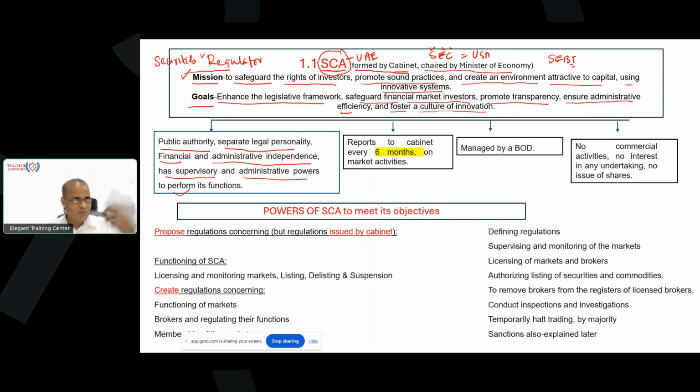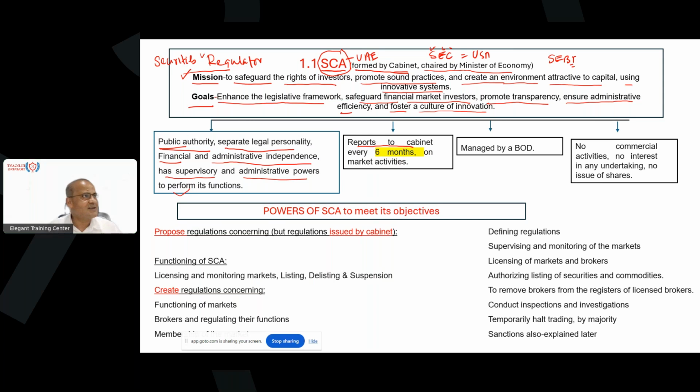Cabinet, we say parliament, right? In the UK, what do you say? The House of Lords, right? So we say cabinet of ministers. The UAE cabinet has formed SCA. Clear?